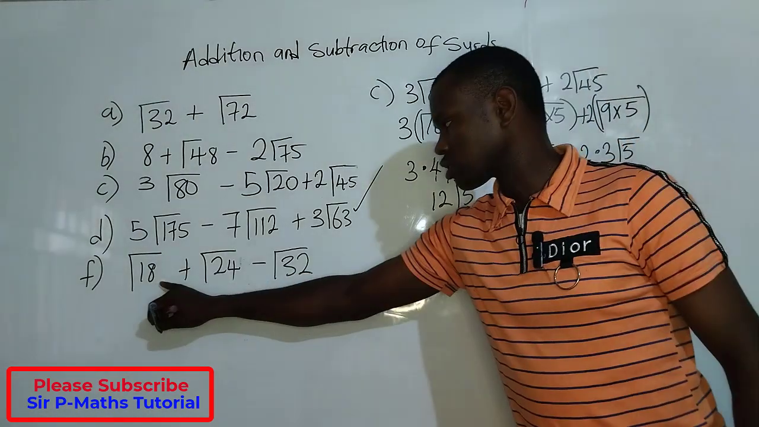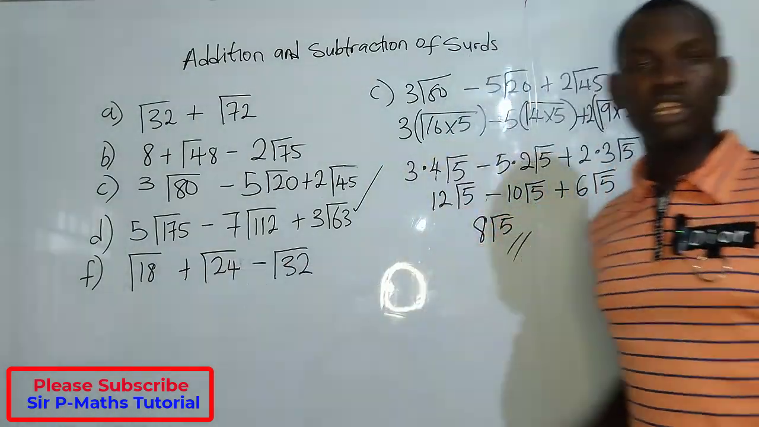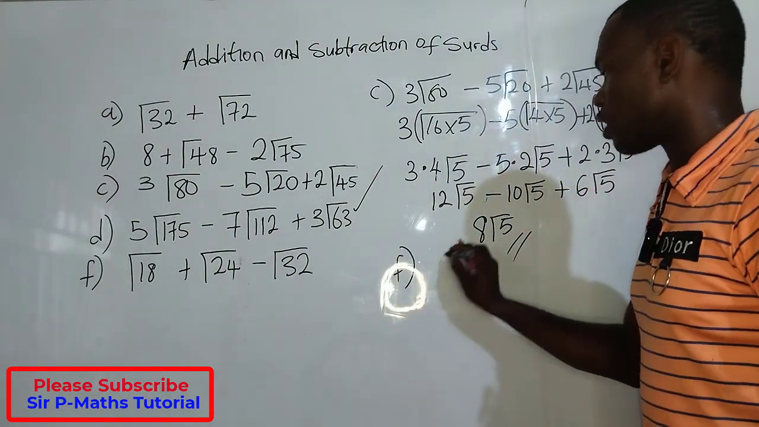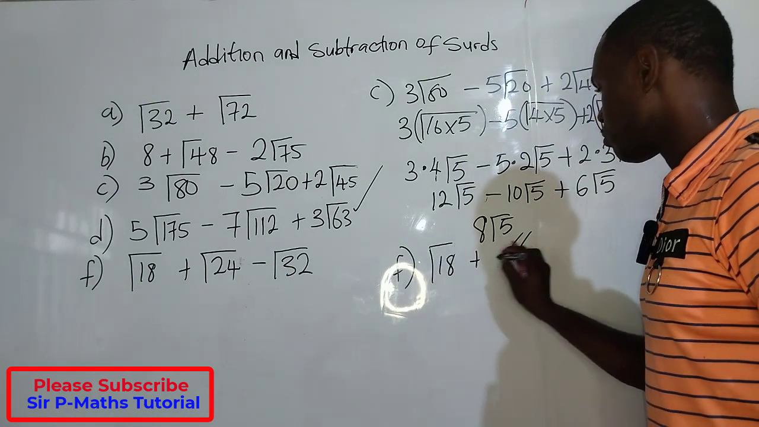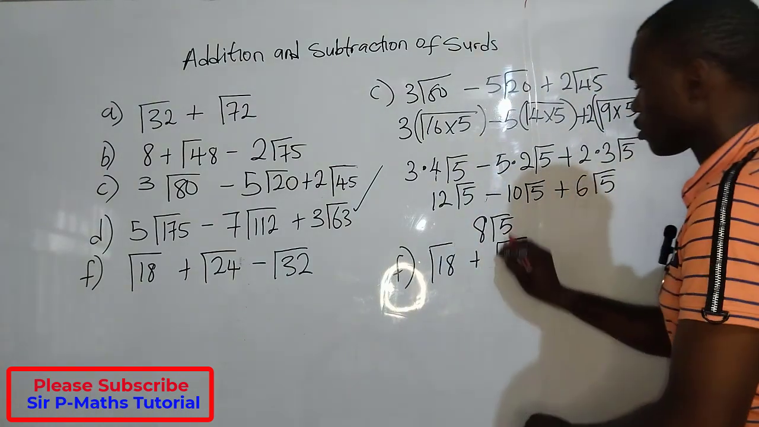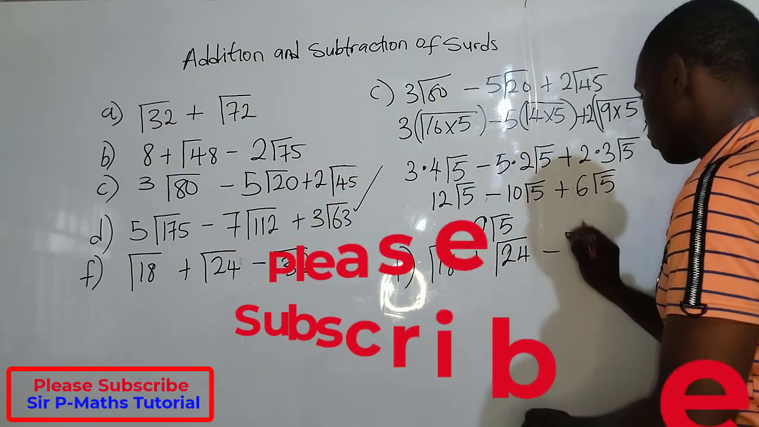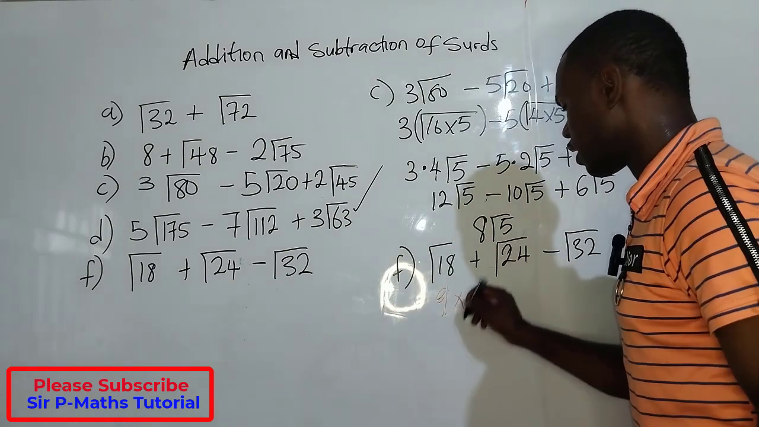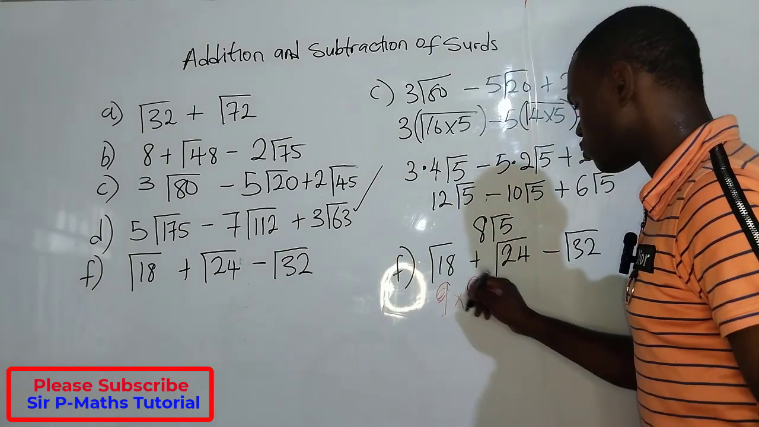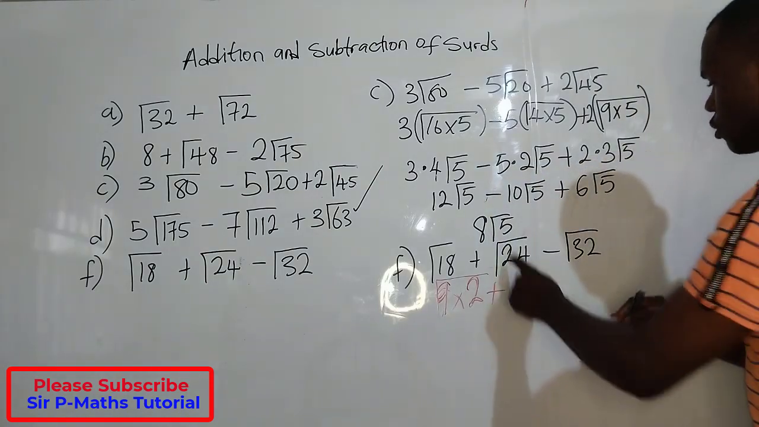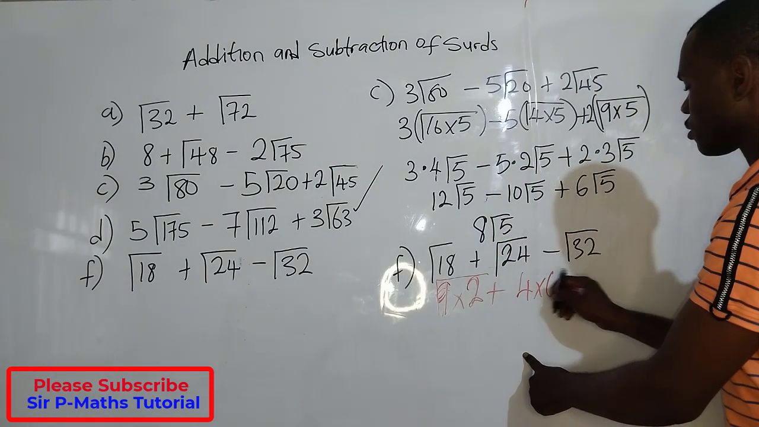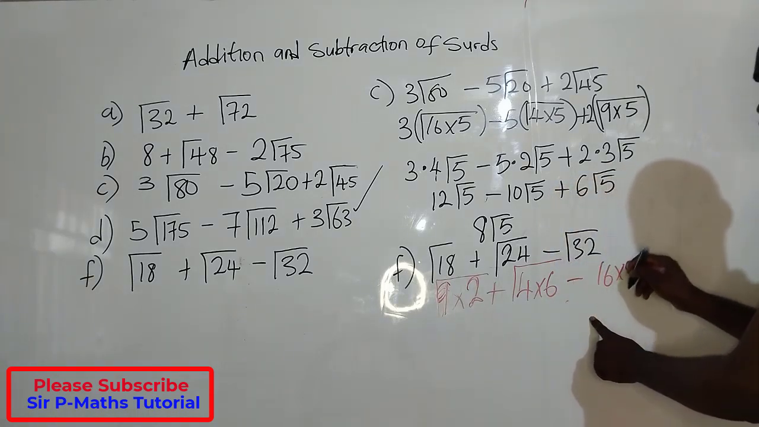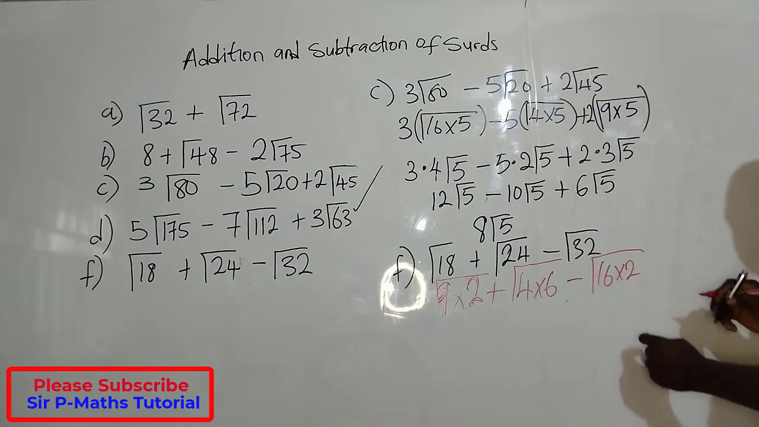I want to solve this one because the roots of this one will not be the same, so that you know how to operate when the roots are not the same. Okay, I have square root of 18 plus square root of 24 minus square root of 32. For 18, 9 times 2 will give me 18, plus 24, 4 times 6 will give me 24, minus 16 times 2 will give me 32.